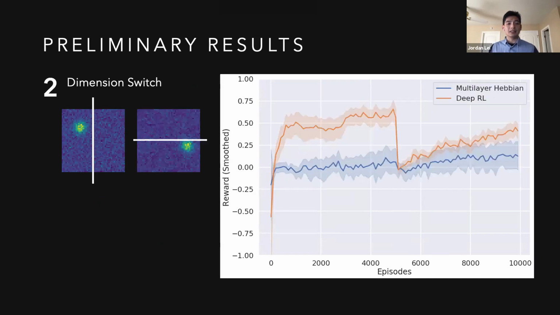Now, we wanted to add a little bit more complexity. So in our second experiment, we introduced a wrinkle at time step 5000, where basically what we did was we said, we no longer care about the left and right position. Instead, we care about low and high frequencies. So you can see that dip in performance and then the recovery thereafter. Here again, we see that deep reinforcement learning outperforms multi-layer Hebbian learning on this task.